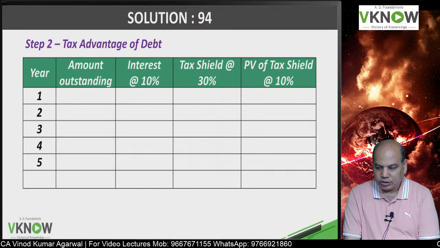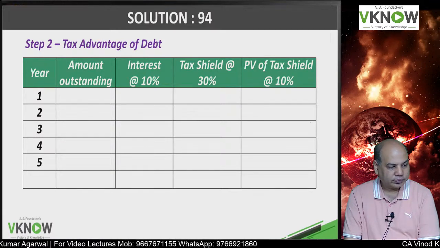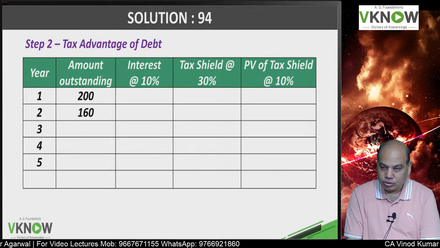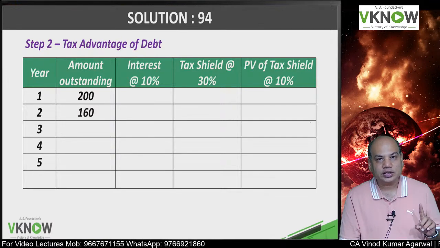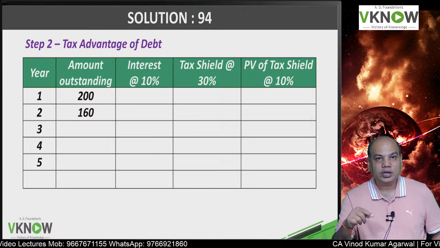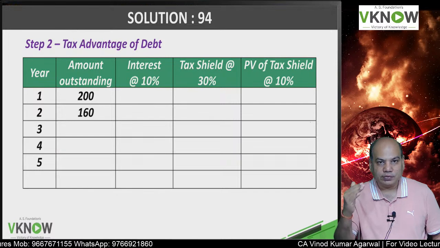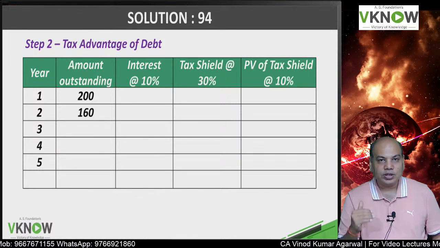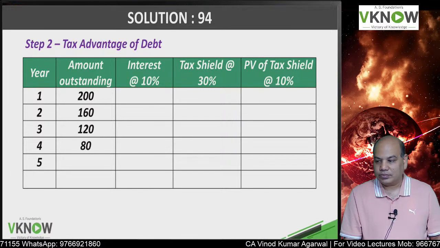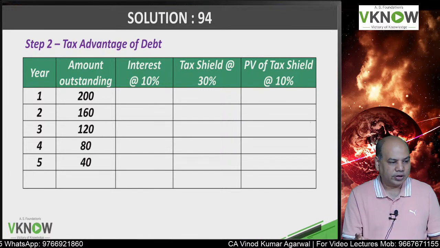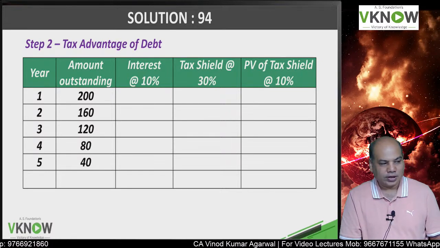First write down year 1, 2, 3, 4, 5. Then write down amount of debt outstanding. First year 200 for interest calculation. Every year 40 will be repaid. So next year the outstanding balance is 160, 120, 80, 40. On this amount you will compute the interest 10%.